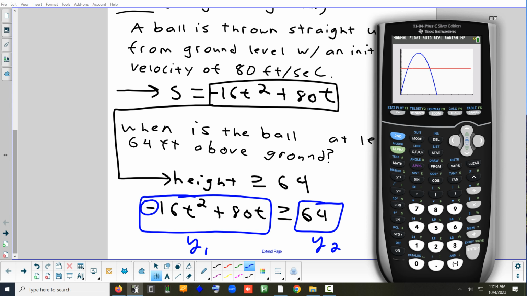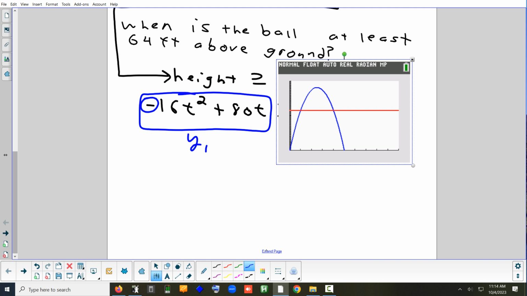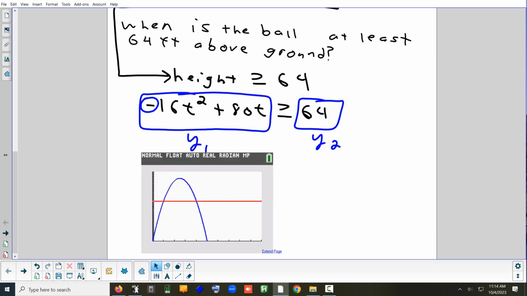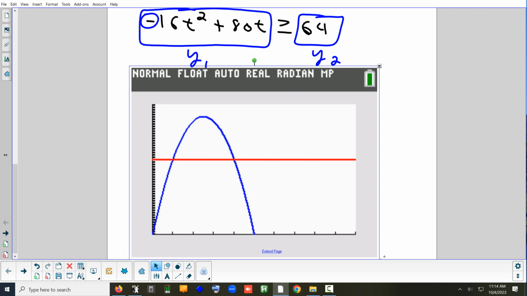Okay, so we want to know when we are above 64 feet. What does that mean in that picture? We do have to find the intersection points, but we want to know which graph is above which graph. One graph was above the other. We want to know when the blue one is above the red one. That's what we want to find. So the first thing we have to do is find where they're equal.